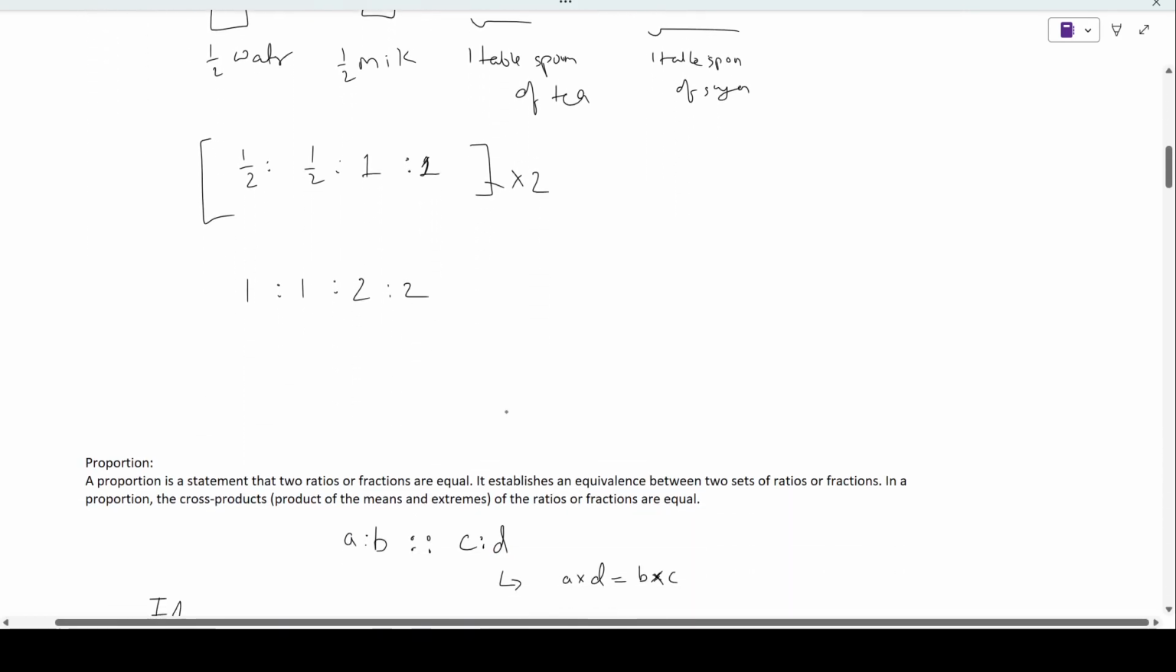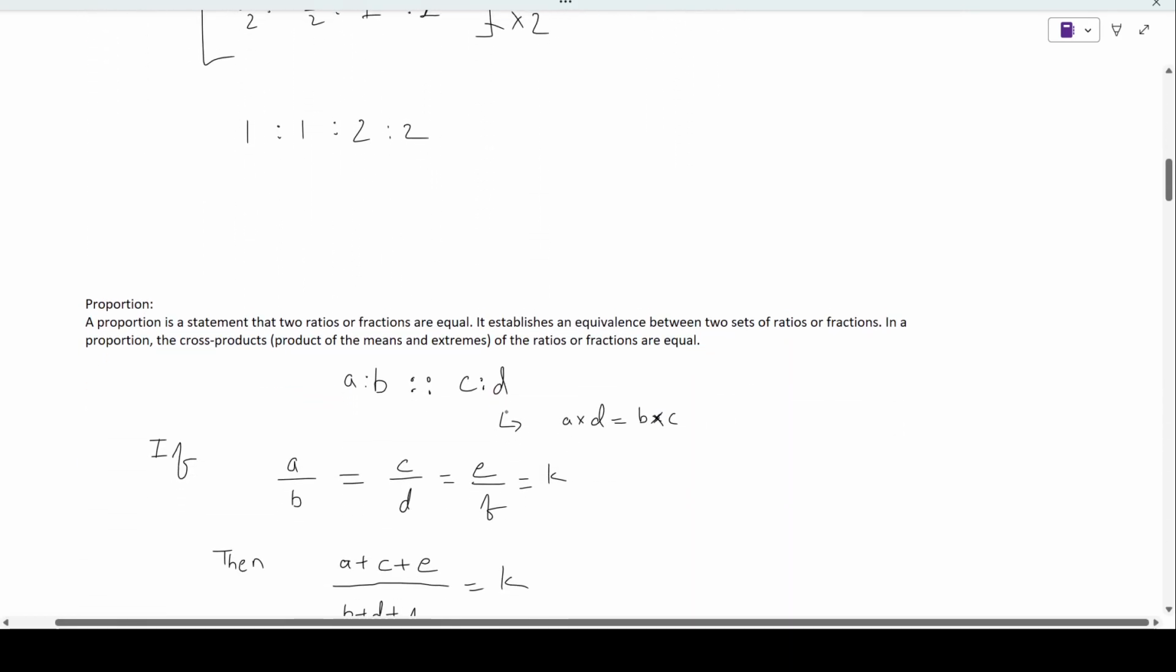Next we have proportion. A proportion is a statement that two ratios or fractions are equal. Simply, if two ratios are equal, we say that the terms of the ratios are in proportion. Here A ratio B and C ratio D are equal, so we say the quantities A, B, C, D are in proportion.